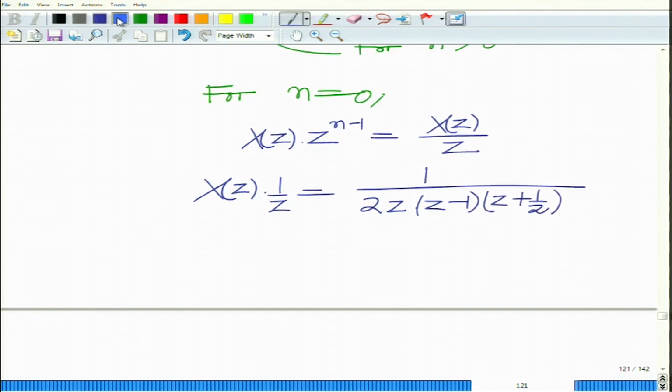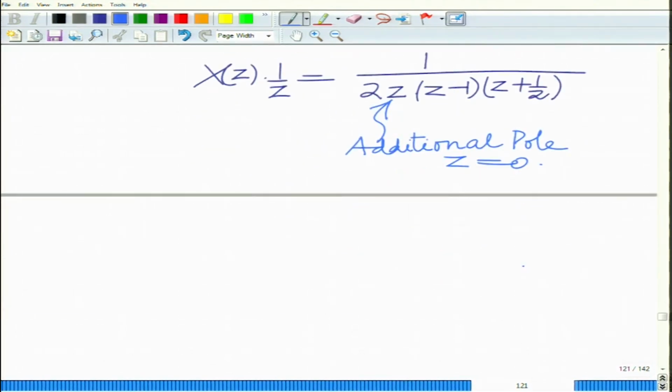Now, note that because of this division by z in X(z)/z, at n equal to 0 we have this additional pole at z equal to 0, all right. Because of this z raised to n minus 1, at n equal to 0 that will be z raised to minus 1. So, because of that factor, we have an additional pole at z equal to 0, which we have to take into consideration while evaluating the sum of the residues.